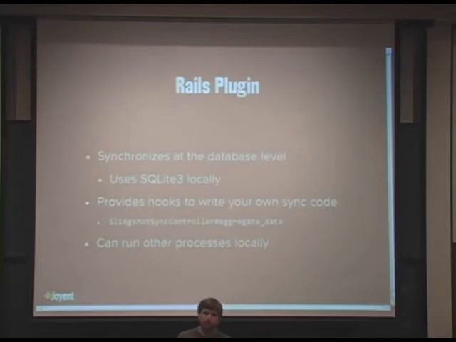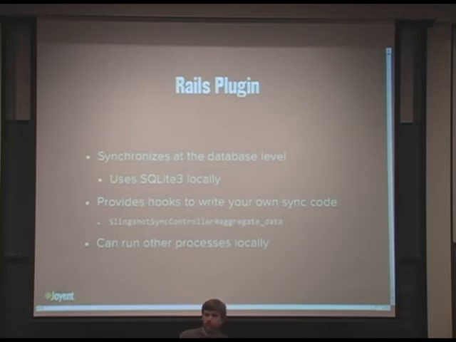Here we go. So the Rails plugin synchronizes at the database level. The advantage of that is you don't really need to worry about it. It just looks at the tables, uses Active Record, and so you can add rules or Active Record callbacks to make sure that happens right. And then it provides hooks in this aggregate data method in the Slingshot sync controller. So it does add a controller to your application which handles the communication between the client and the server.